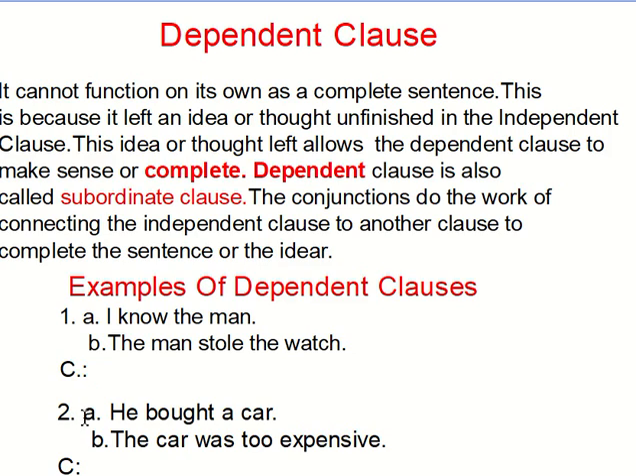Then the second one, he bought a car. The second one, the car was too expensive. Now, if you join the two, what will we get? Do that as an exercise.